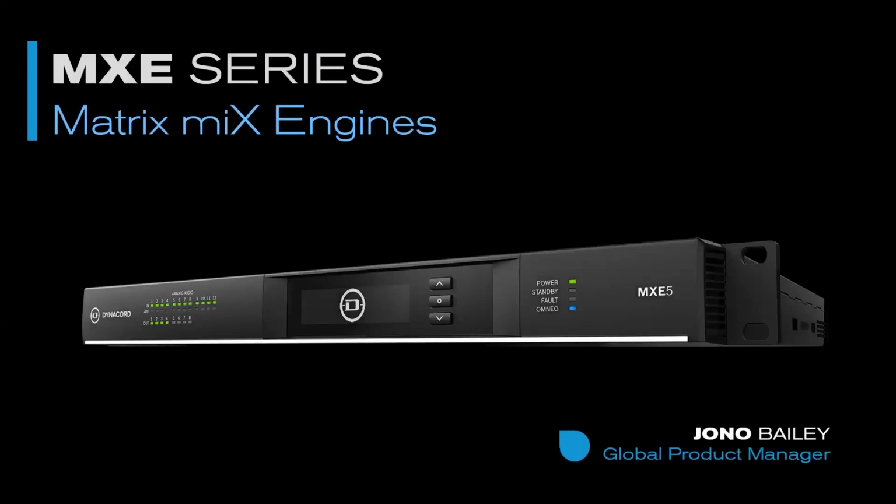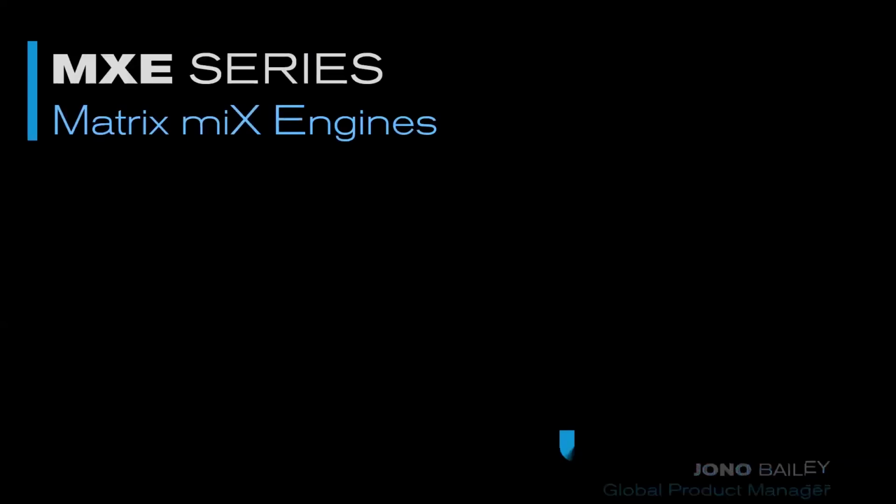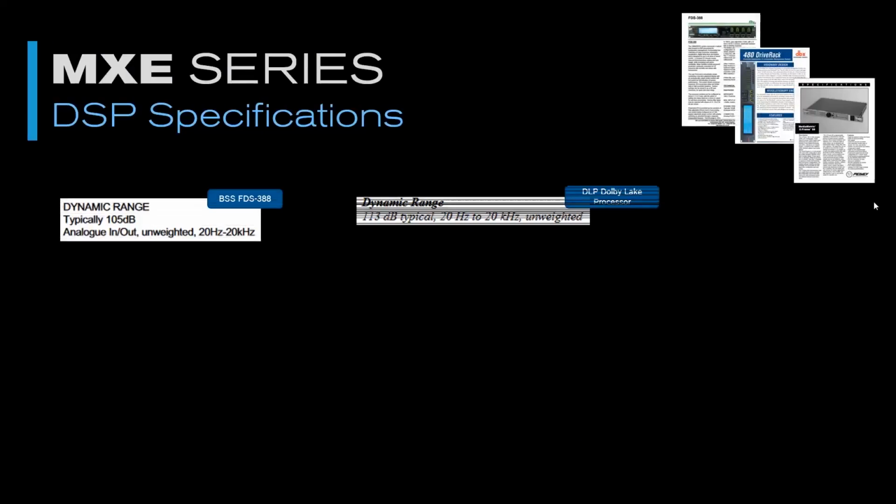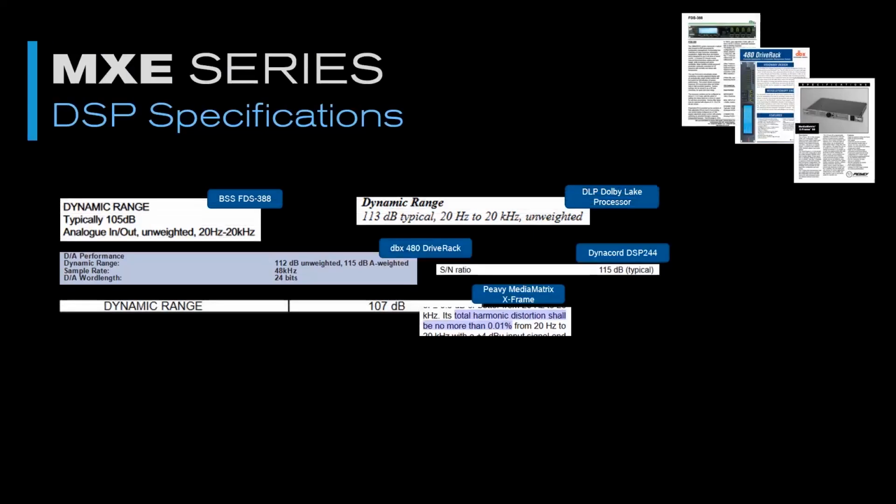As I said, I'm the global product manager, John O'Bailey, and I think the best way to really start explaining the MXE is to explain where we've come from in terms of DSP specifications. And on screen, you'll see that there's a bunch of products here available, and they all have dynamic range specifications from the BSS through to DBX, some Dynacord products, Dolby Lake processors, and also the PV Media Matrix X-Frame. I use dynamic range here, or signal to noise, as a good benchmark to really start talking about these products, because they have quite reasonable DSP specifications for their time.